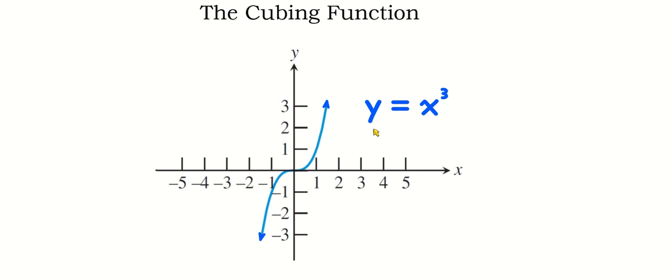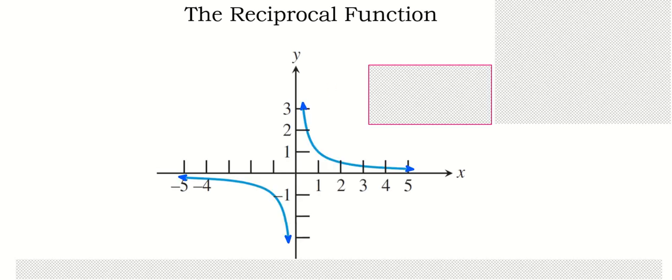I'll just say really quick that even if you've never seen this graph before, you know what it means to raise a number to the third power. So investigating why the graph looks like this would not be very tough for you. The reciprocal function, do you remember what a reciprocal is?